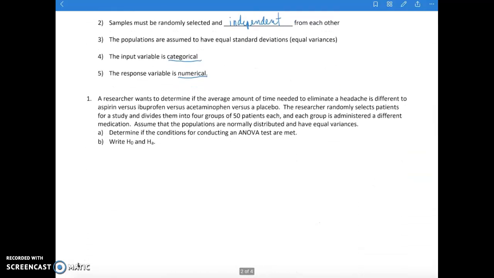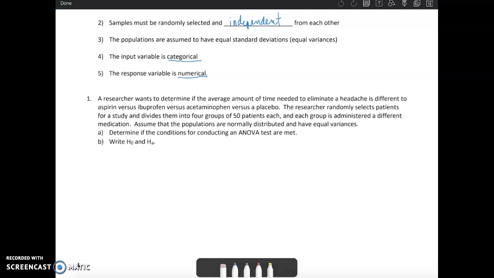So this says, a researcher wants to determine if the average amount of time needed to eliminate a headache is different for aspirin versus ibuprofen versus acetaminophen versus a placebo. So notice right here, we're definitely going to have to use an ANOVA test versus the other types of tests we've learned, because we have more than two groups to compare. We have aspirin, ibuprofen, acetaminophen, and a placebo. So we have 4 different groups to compare.